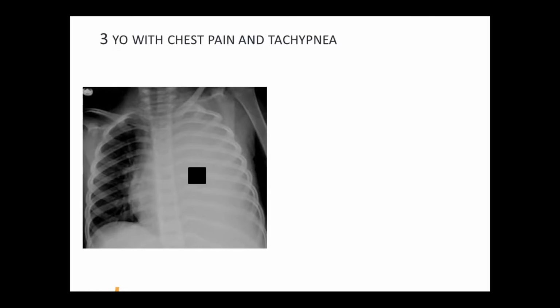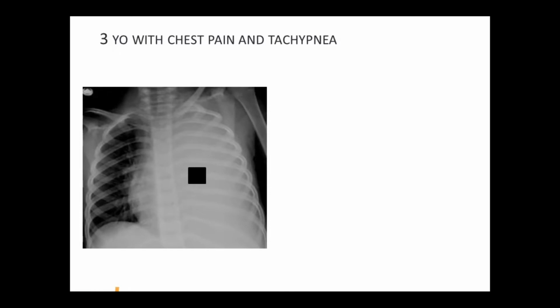Our next patient is a 3-year-old that comes in complaining of chest pain on inspiration as well as tachypnea. He has previously had a history of cough and fever for the last 10 days. Let's take a look at the X-ray. The vertebrae are visible through the heart. 9 to 10 ribs are visible and the clavicles are approximately equidistant from the spine.